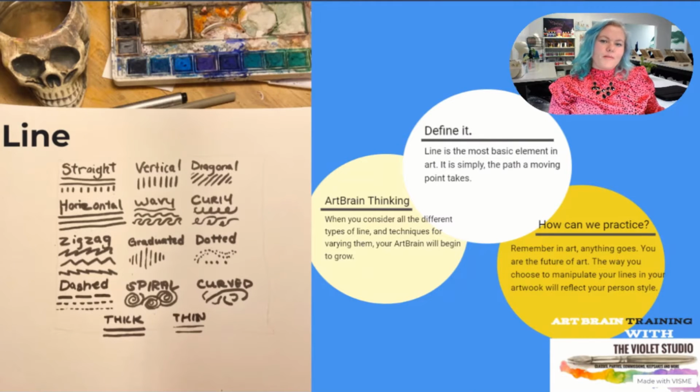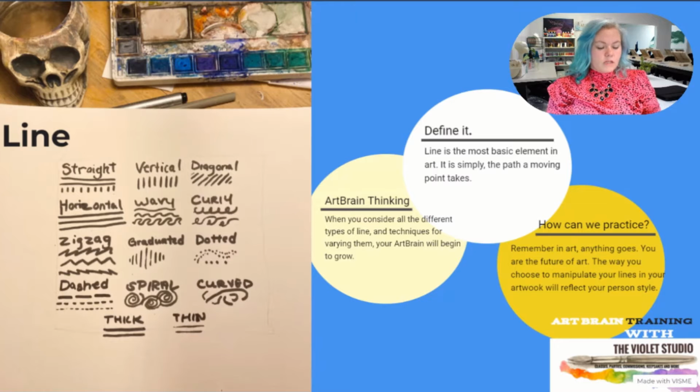The first thing I want to talk about is line, what it is, and how we can use it. So line is the most basic element in art. It is simply the path a moving point takes. So the tip of your pencil or your brush. ArtBrain thinking. When you consider all the different types of line and techniques for varying them, your ArtBrain will begin to grow.